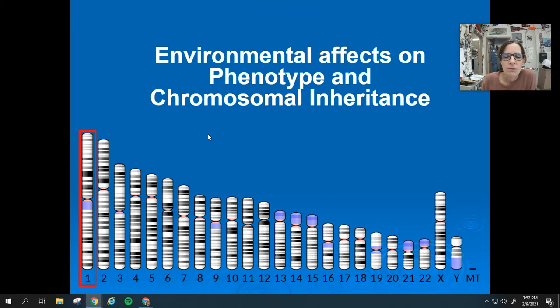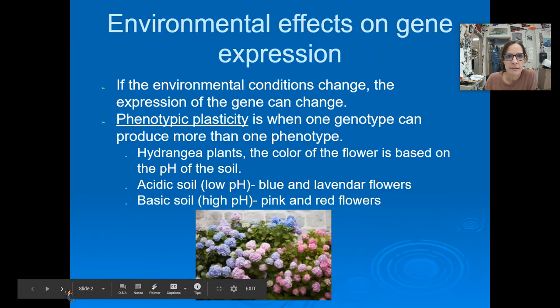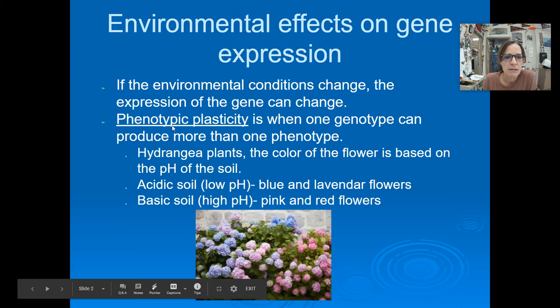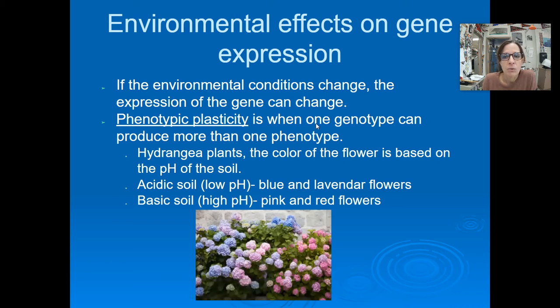Hey everybody, so today we're going to talk about environmental effects on phenotype and chromosomal inheritance. Okay, so the environment can affect a gene's expression, meaning it can affect what proteins that gene produces. And so if the environmental conditions change, the expression of the gene can change. And that's known as phenotypic plasticity. And so that's when one genotype can produce more than one phenotype.